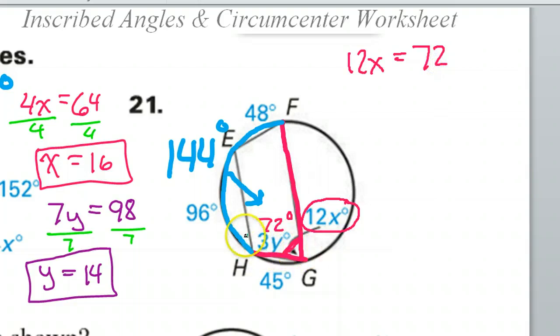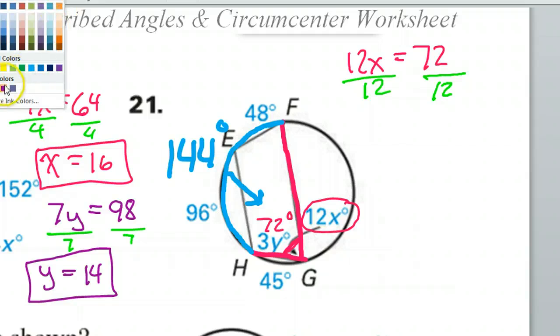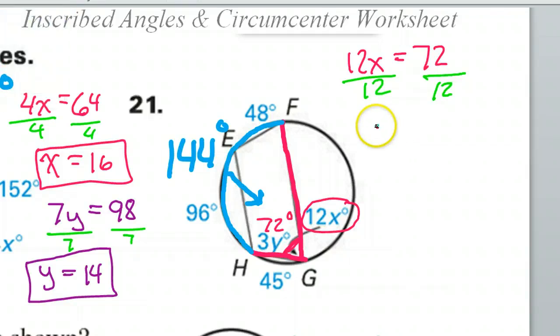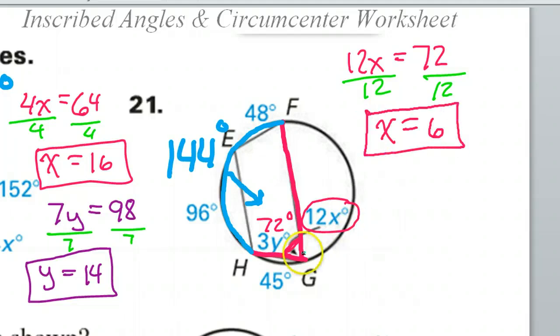Alright, this 3y is a different angle. Don't think the 3y is the angle G. 3y is angle H. That's coming up later. So this 12x is the 72. So of course we're going to divide both sides by 12. And that's going to give us x equals 6. So that's one of our variables.